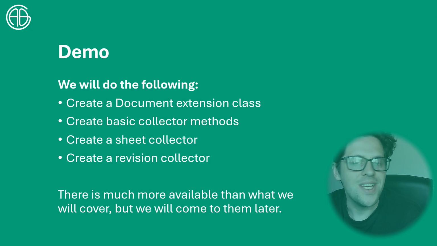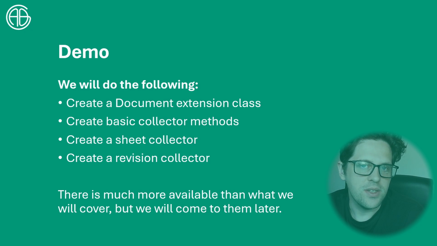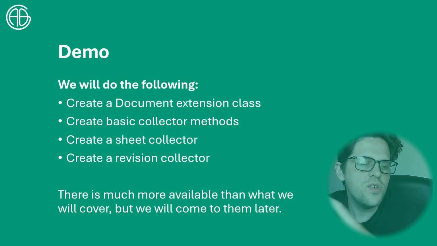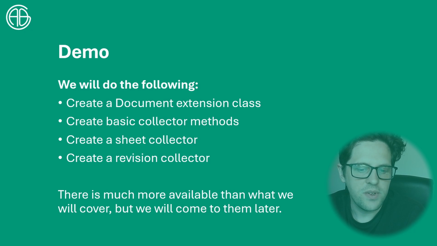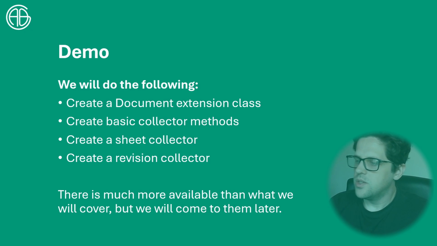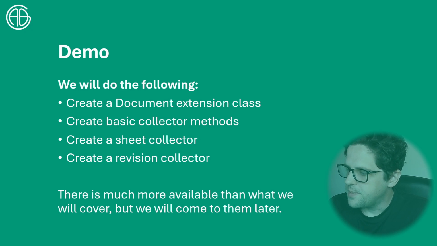We're then going to create a sheet collector extended on the document class and a revision collector extended on the document class with a few arguments that help us control how that outcome is going to be achieved. There's a lot more we can do with System Linq and also with filtered element collectors, but just for the sake of time, we're going to just show some of these techniques in action. So there we go. We finally got to the fun part.